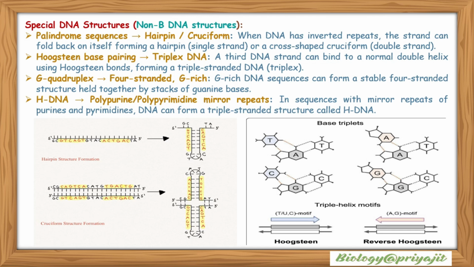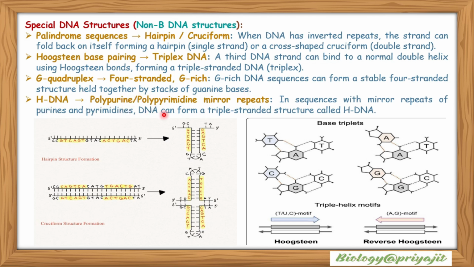They include palindromic sequences, which form hairpin or cruciform structures. When DNA has inverted repeats, the strands can fold back on themselves, forming a hairpin, or single-stranded, and a cross-shaped or cruciform double-stranded structure. Hoogsteen base pairing, triplex DNA: a third DNA strand can bind to a normal DNA double helix using Hoogsteen bonds, forming a triple-stranded DNA or triplex. G-quadruplex, or four-stranded, G-rich DNA: G-rich DNA sequences can form a stable four-stranded structure held together by stacks of guanine bases.